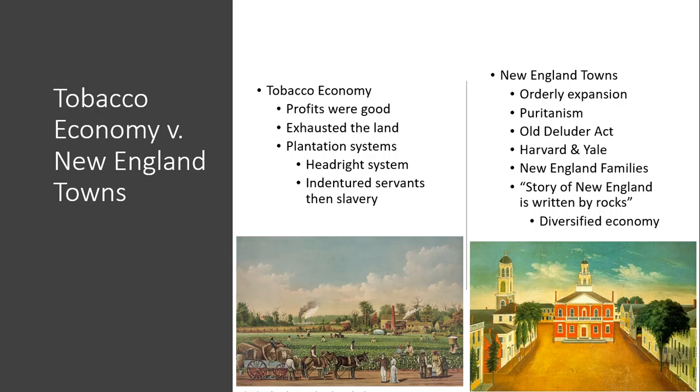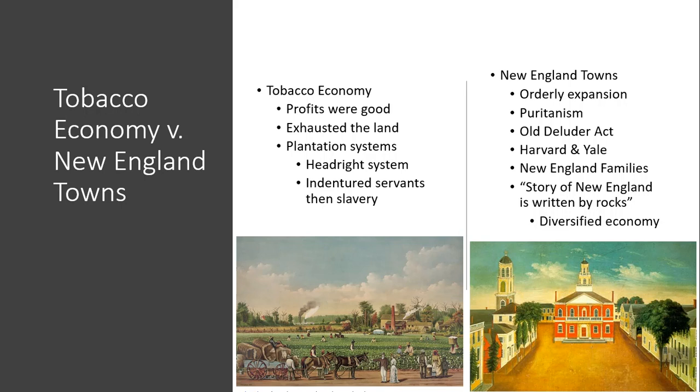New England towns were more orderly in their expansion. They relied on Puritanism. They had the Old Deluder Act, which said that any town with 50 or more families had to establish a school, which is why Harvard and Yale were the first two colleges built in North America, which were there to train ministers.